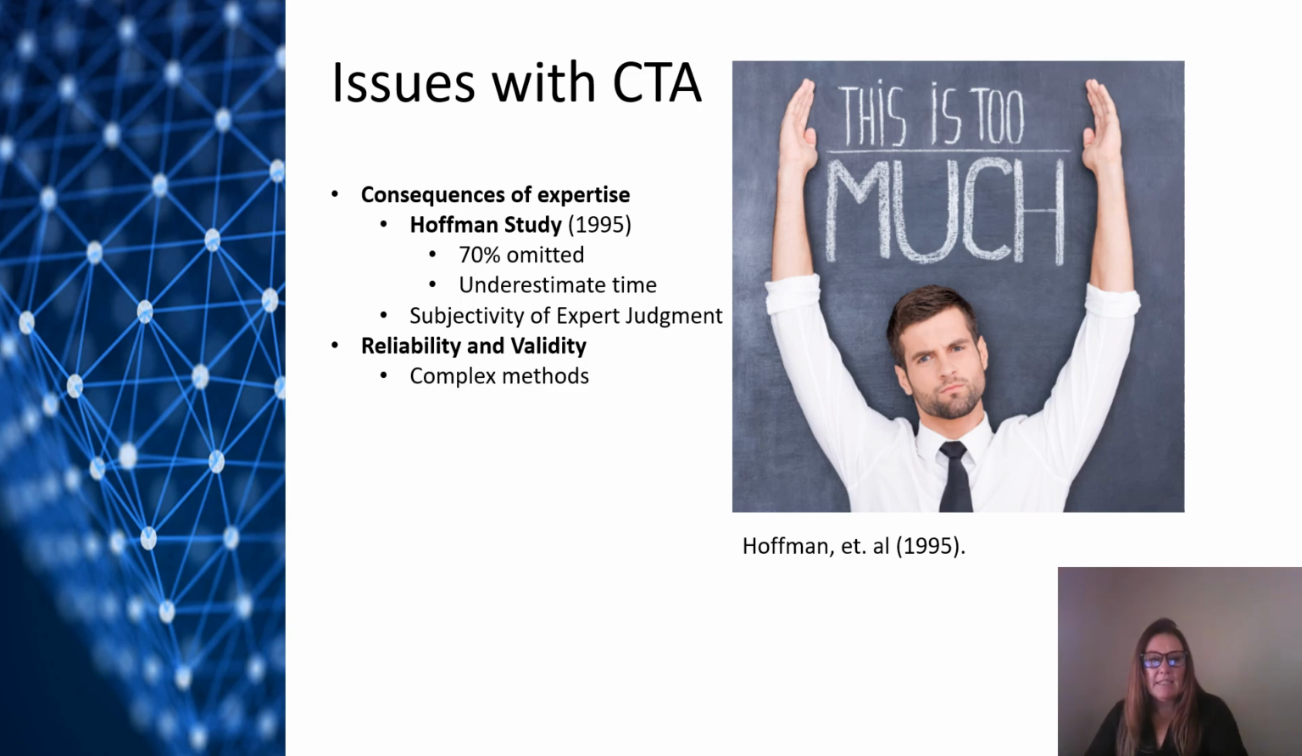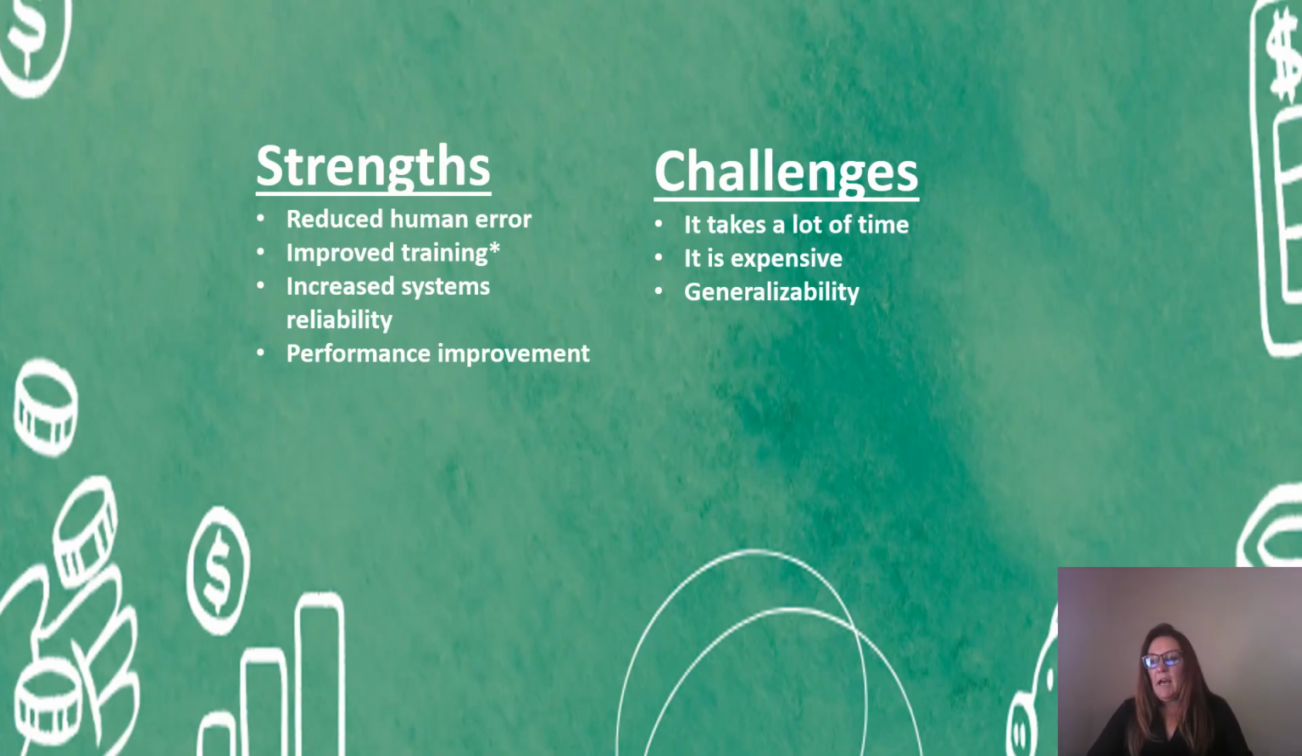So when we're looking at some of the strengths and positives, it reduces human error, as CTA can identify common pitfalls and helps new employees learn faster and make fewer mistakes, which saves the organization money. The biggest takeaway from CTA is that it improves training. This is seen as the most positive outcome of CTA and supports knowledge management that transfers to new employees.